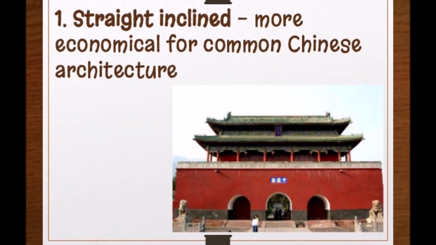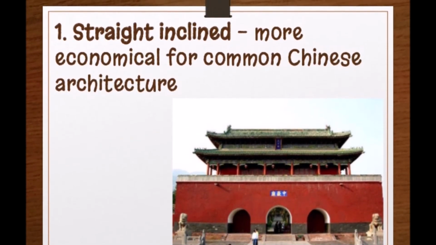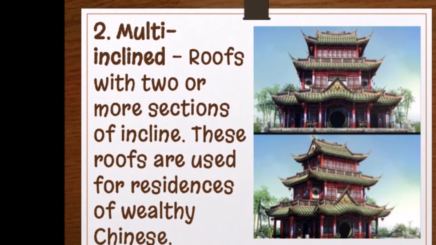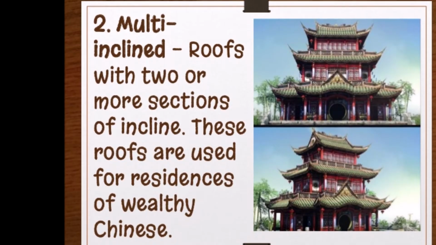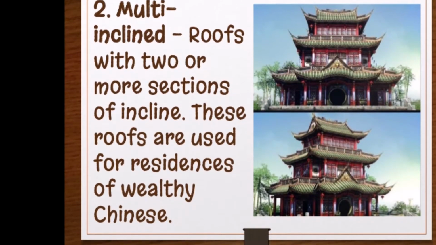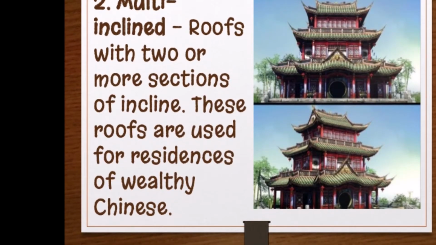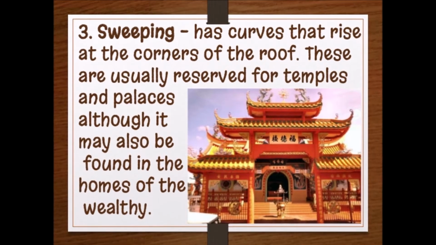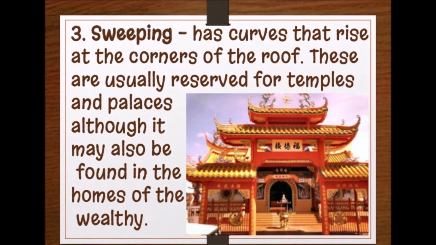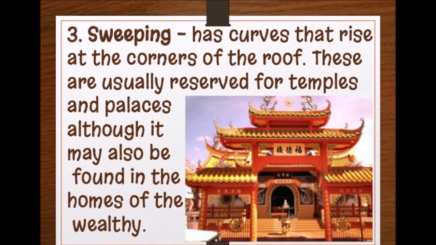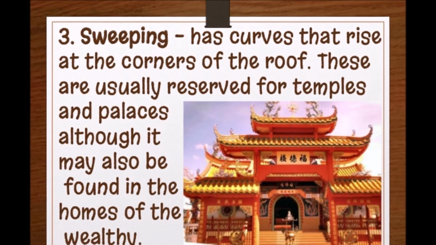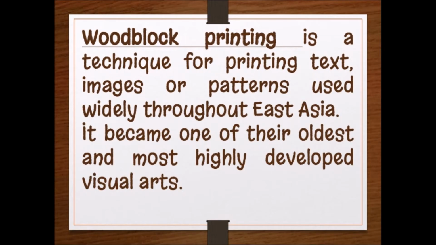Straight inclined is more economical for common Chinese people, while multi-inclined, these are roofs with two or more sections of incline. These roofs are used for residences of wealthy Chinese. And sweeping has curves that rise at the corners of the roof. These are usually reserved for temples and palaces, although it may also be found in homes of the wealthy.